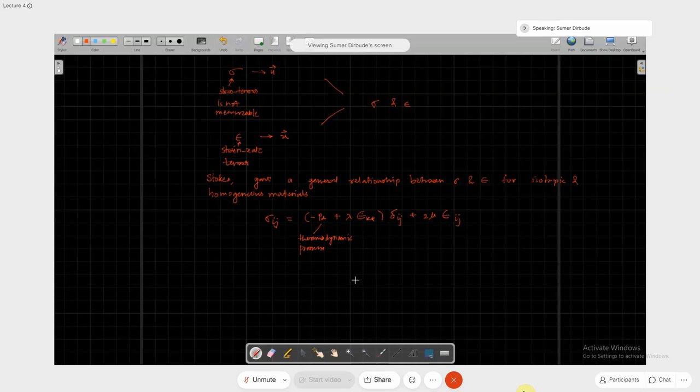And we know that this tensor has a trace of sigma ij, which is nothing but equal to negative 3p. Here p is a static pressure, not thermodynamic, static pressure. It is also called the mechanical pressure, and these are two different things. Also, this trace of epsilon kk is nothing but equal to del dot u.